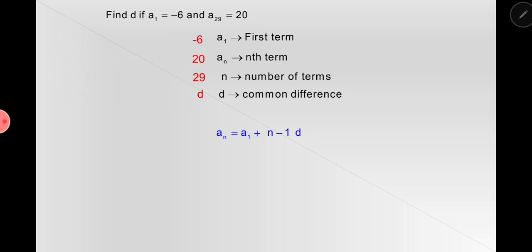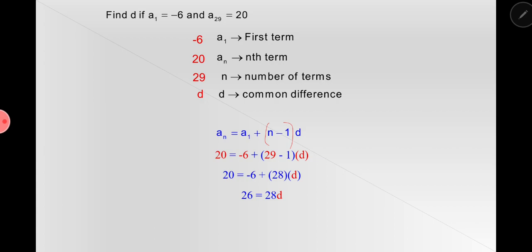What about this one? Find D if a sub 1 is equal to negative 6 and a sub 29 is 20. So again, identify the given. Okay, the unknown is D. So by substitution, we have 20 is equal to negative 6 plus 29 minus 1 times D. So hanapin natin si D. So 29 minus 1, we have 28 times D, we have 28D. So we have the difference.